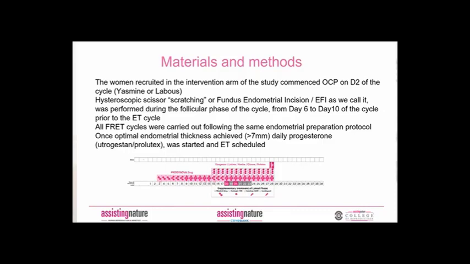The women recruited in the intervention arm of the study commenced OCP on day 2 of the cycle, Yasmin or Zalabus. Hysteroscopic scissor scratching of the fundus, or endometrial incision as we called it, was performed during the follicular phase of the cycle from day 6 to 10 prior to the ET cycle. All frozen cycles were carried out following the same endometrial preparation protocols. Once optimal endometrial thickness was achieved, over 7 millimeters, daily progesterone, Utrogestan or Prolutex, was started and ET scheduled.